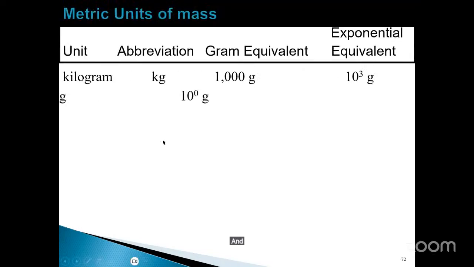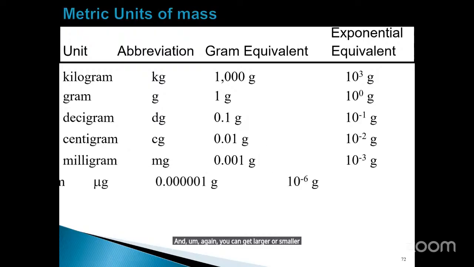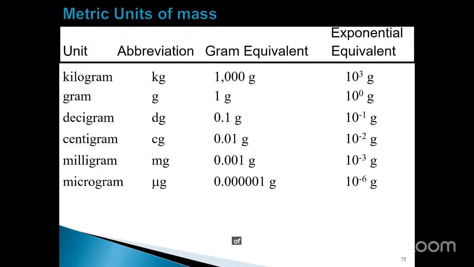And again, you can get larger or smaller units of mass, again, using grams as a base unit. So for example, 1 milligram is the same thing as 1,000th of a gram, or 0.001 grams, or 10 to the minus 3 grams. And then you can have smaller units or larger units, like 1 kilogram is 1,000 grams.